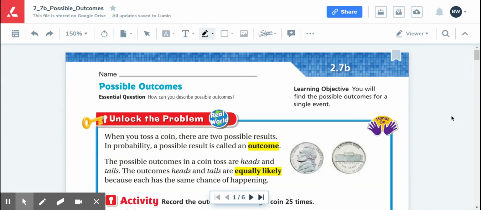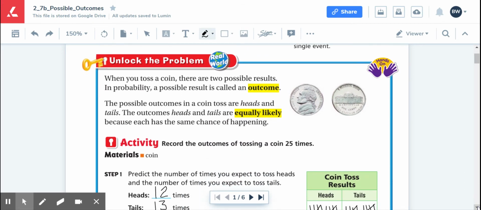Welcome to step 2 of our lesson for probability. We're going to be talking now about possible outcomes, and we're going to find the possible outcomes for a single event. So if we scroll down to unlocking our problem today, when you toss a coin, there are two possible results. In probability, a possible result is called an outcome.